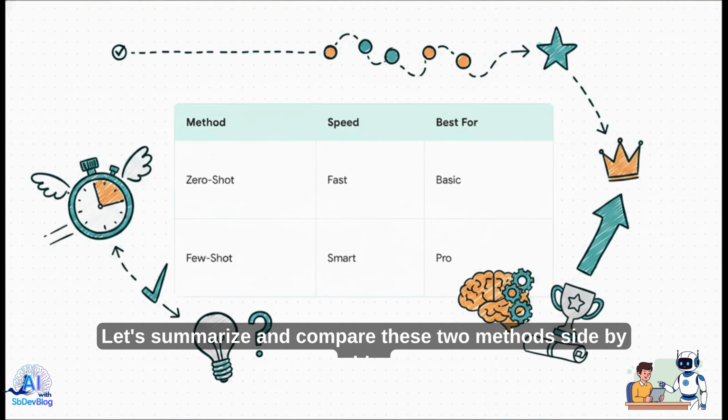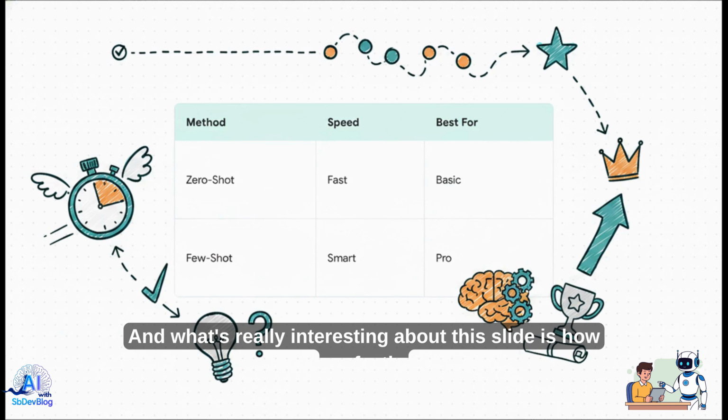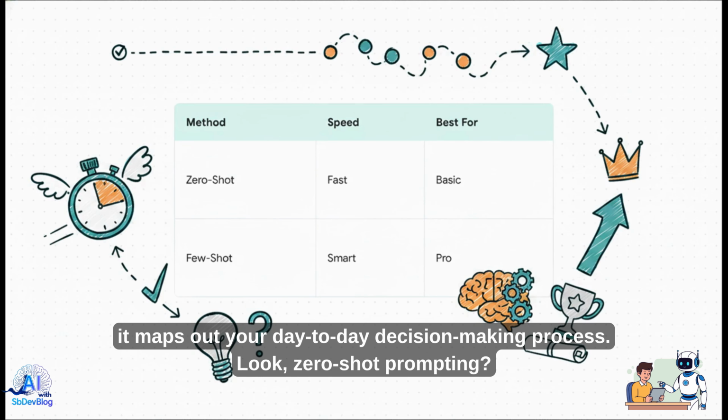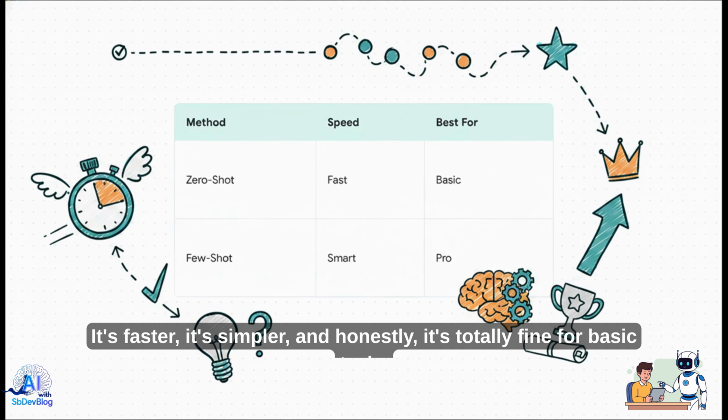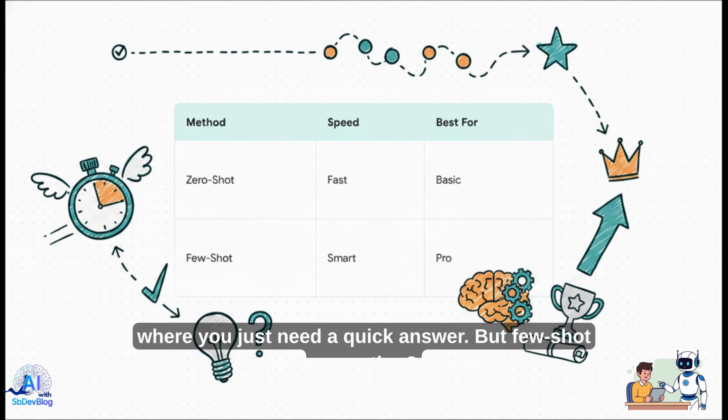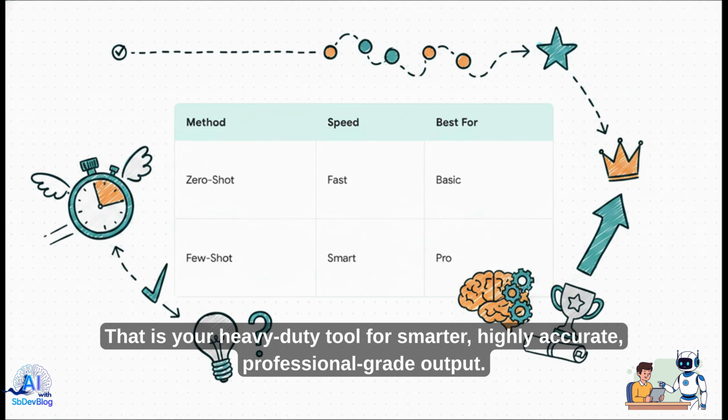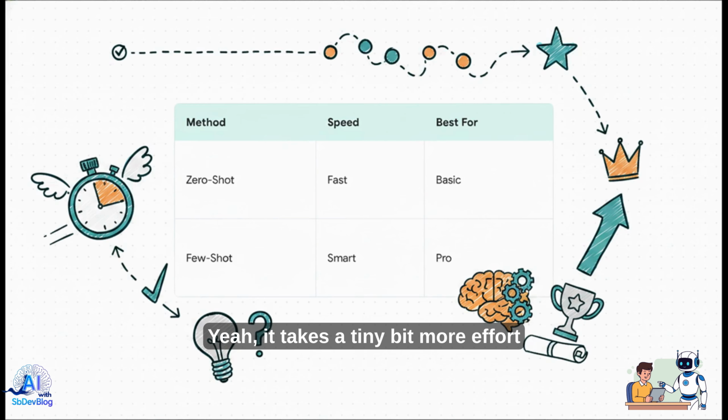Let's summarize and compare these 2 methods side by side. And what's really interesting about this slide is how perfectly it maps out your day-to-day decision-making process. Look, zero-shot prompting, it's faster, it's simpler, and honestly, it's totally fine for basic tasks where you just need a quick answer. But few-shot prompting, that is your heavy-duty tool for smarter, highly accurate, professional-grade output. Yeah, it takes a tiny bit more effort up front to grab those examples, but the payoff is absolutely massive.